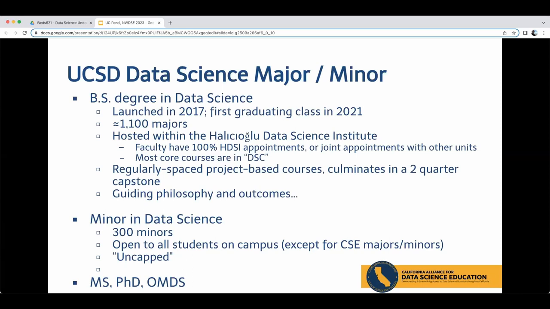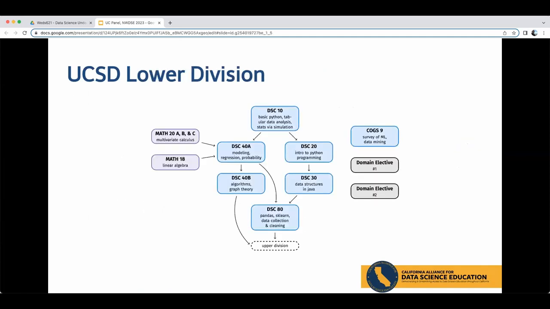we have a minor in data science. There are about 300 minors. It's uncapped as compared to our major, which is capped. What that means is students who want to transfer into the major from within UCSD have to apply, and there's a screening course requirement. That's not true for the minor. We also have a master's degree, a PhD, and then soon we'll have an online master's in data science.